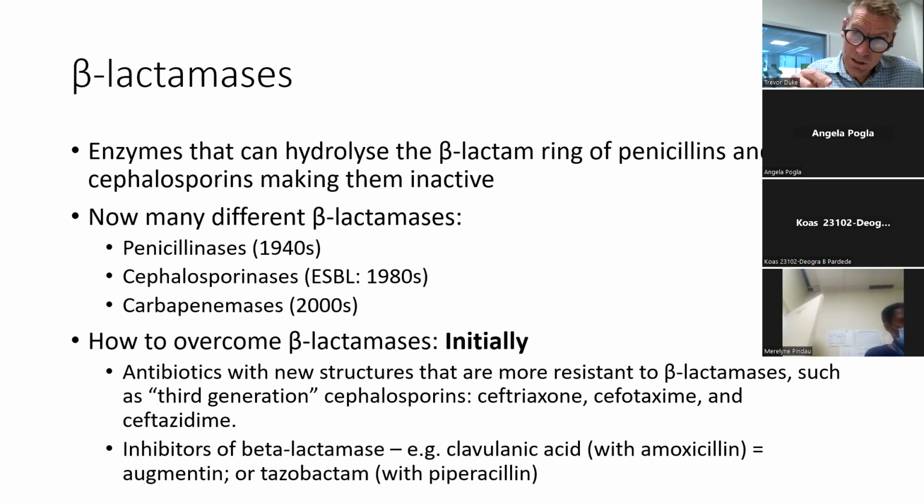Then there were some efforts to produce antibiotics that would work against bacteria that even have cephalosporinases. And so some antibiotics like clavulanic acid with amoxicillin, what we call Augmentin these days, or tazobactam with piperacillin. These are more, you would say, advanced antibiotics, but they're all developed to try to overcome these cephalosporinases.